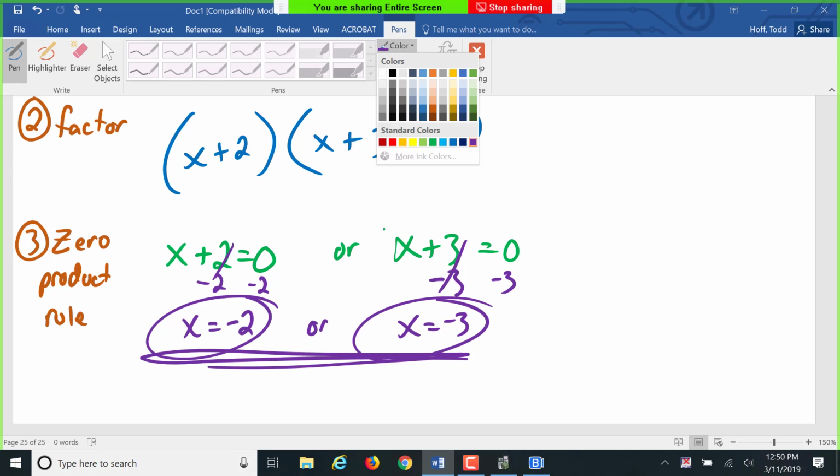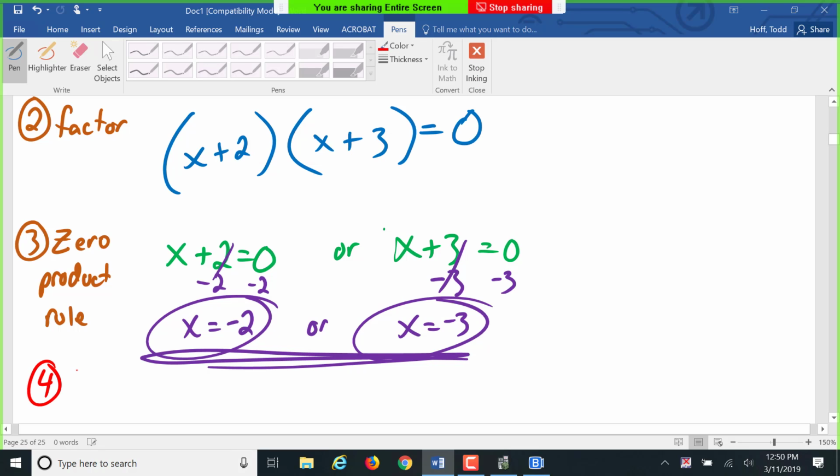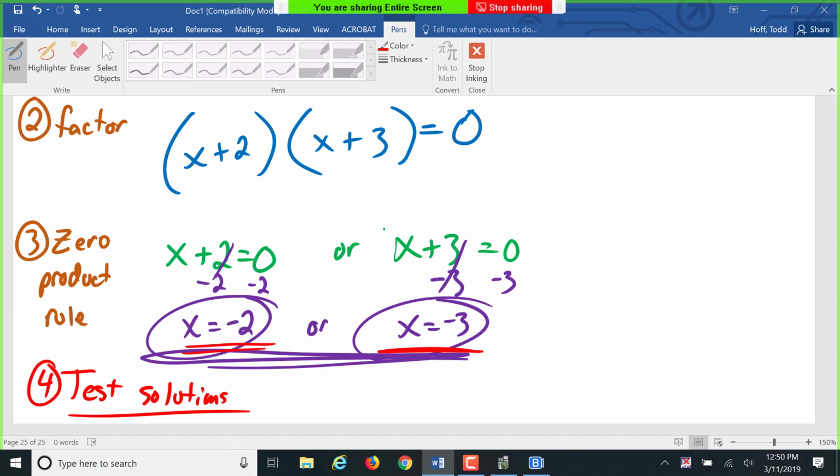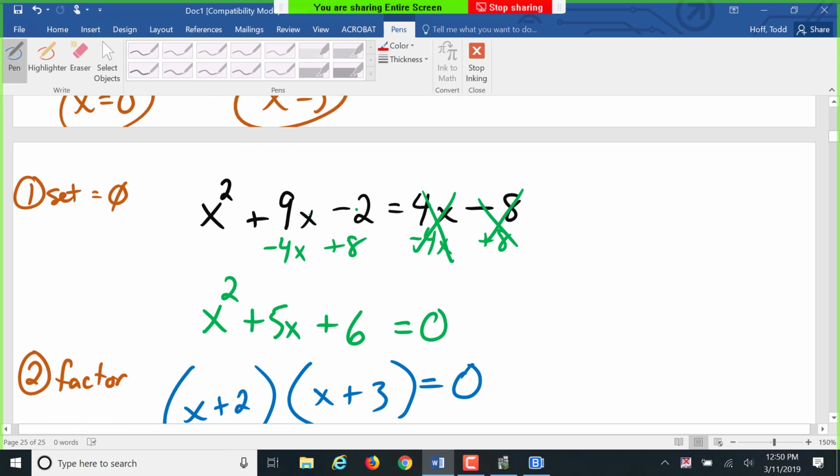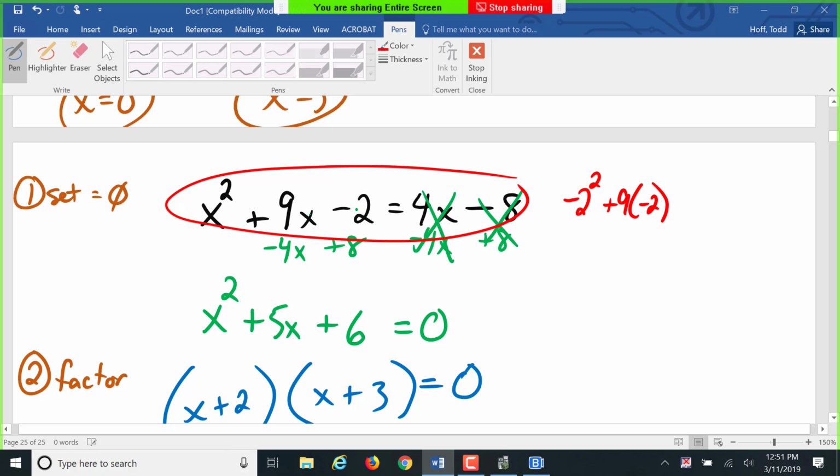Now, technically, in a quadratic equation, there's a step 4 that we should do. And that is test our solutions. Sometimes this factoring will give us solutions that even though they work out in the factoring, don't work back in the original equation. So we should test both of those answers. So back up here, if x equals -2, that'd be -2 squared plus 9 times -2 minus 2. Does that equal 4 times -2 minus 8?